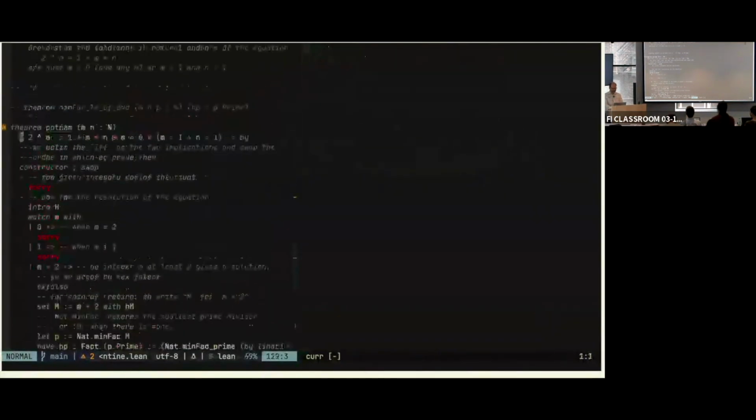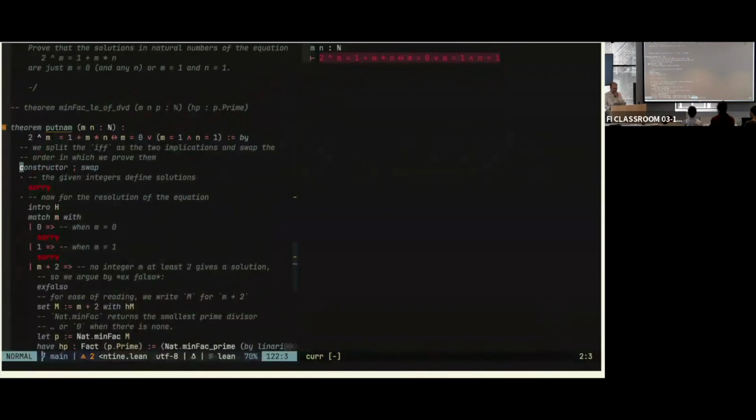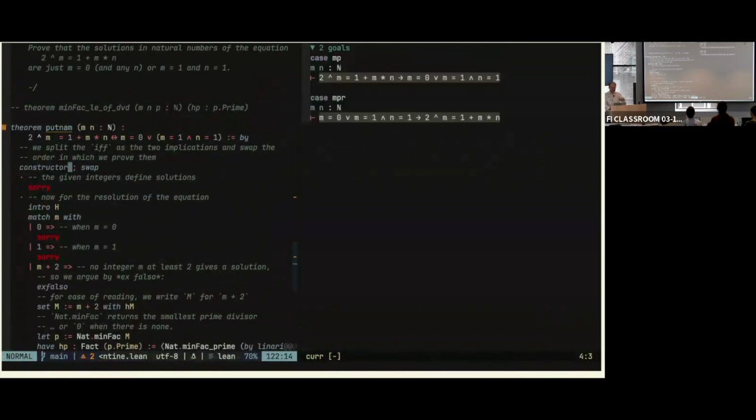Here, we have to prove the statement. And I've given it as an if and only if. So we have to prove that solutions are of this form and that the stuff of this form are solutions. So if I do a constructor, I get the two cases. The difficult case is the first one, and the verification is the last one, but I want to do the verification first so that it's not lost at the end of the file. So swap says that when you have two goals, you just exchange the order of the goals you're going to prove. Once I've done swap, you see that the goals are swapped.